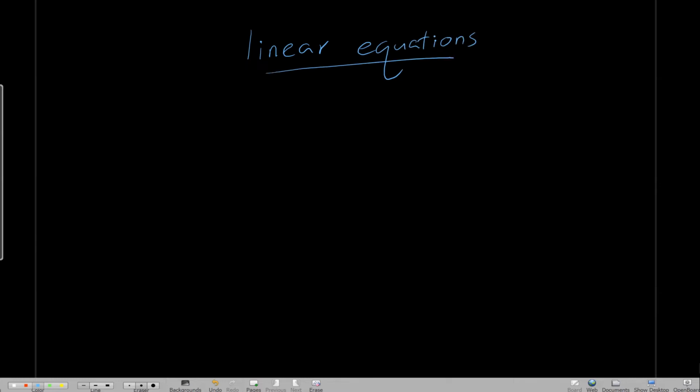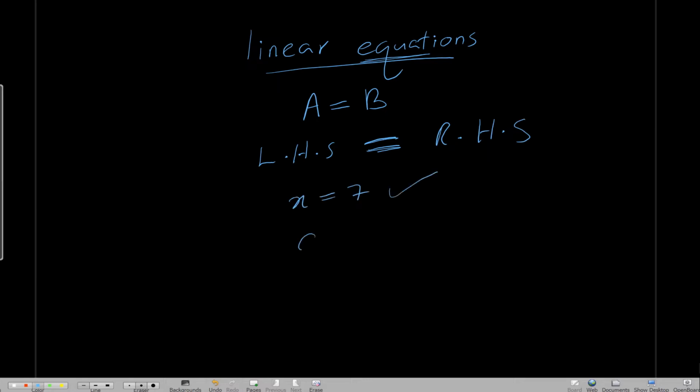Now, first of all, what is an equation? An equation is something like this, where you have a left-hand side equals, that's why the name equation. So there should be an equal sign, which is equal to the right-hand side. Now, is this an equation? Yes, that's an equation.